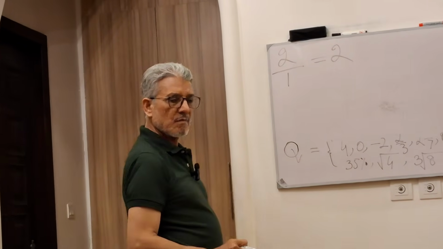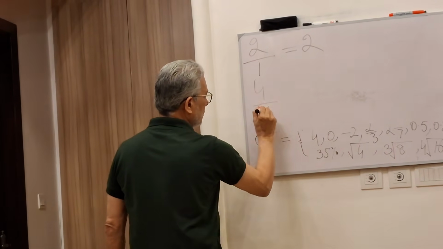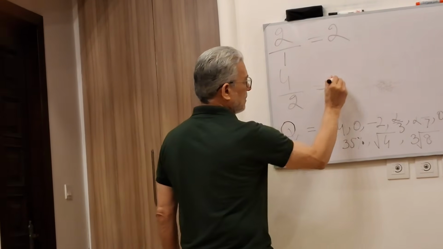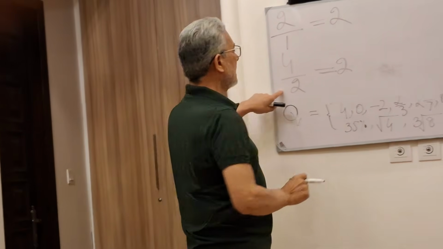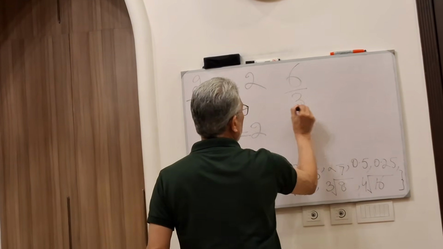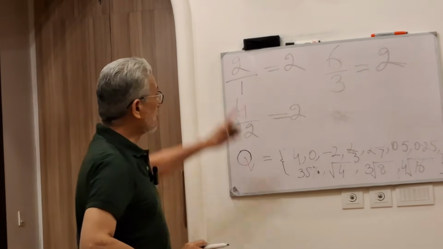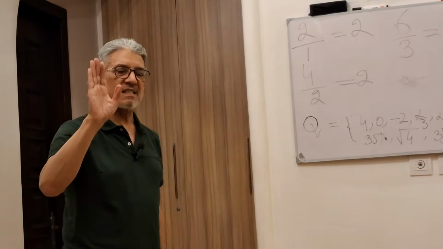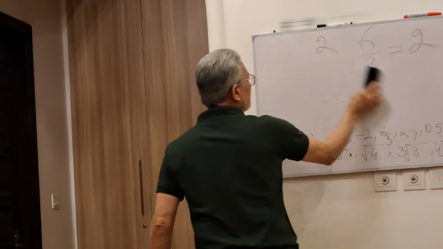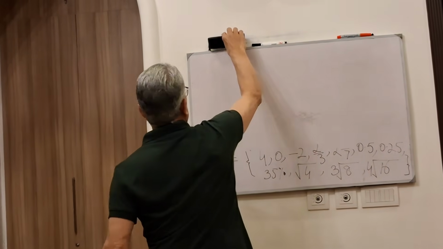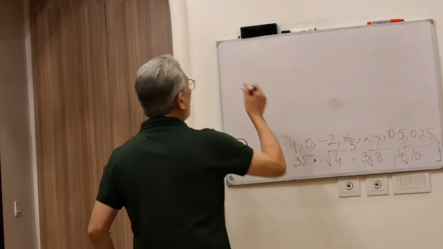And if I write it 4 over 2, what is the answer? 2. So 2 can be written in the form of fraction. And if I write it 6 over 3, what is the answer? 2. So 2 can be written in the form of fraction, although 2 is an integer. So 2 is a rational number also because it can be written in the form of a fraction. So all integers are rational numbers.